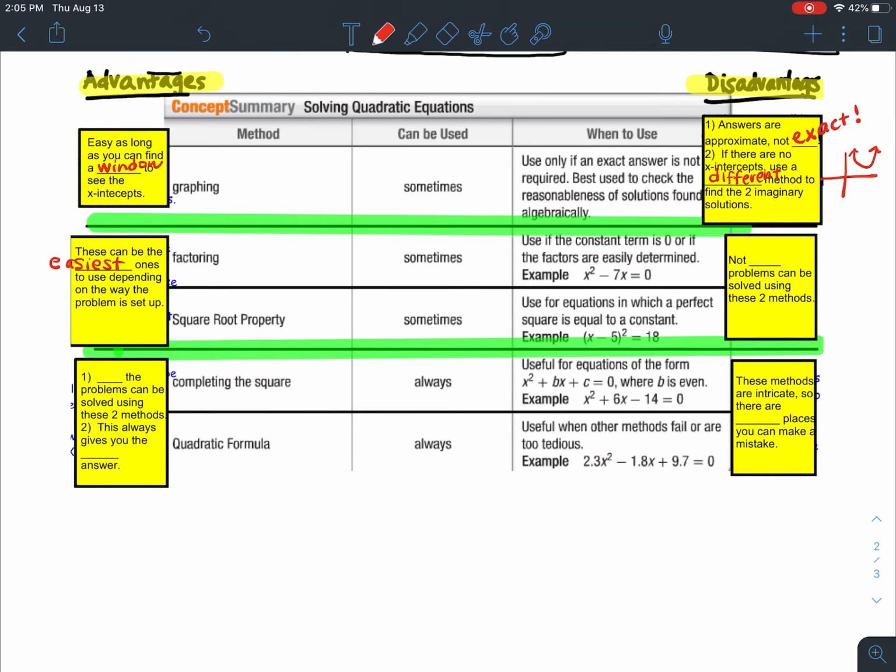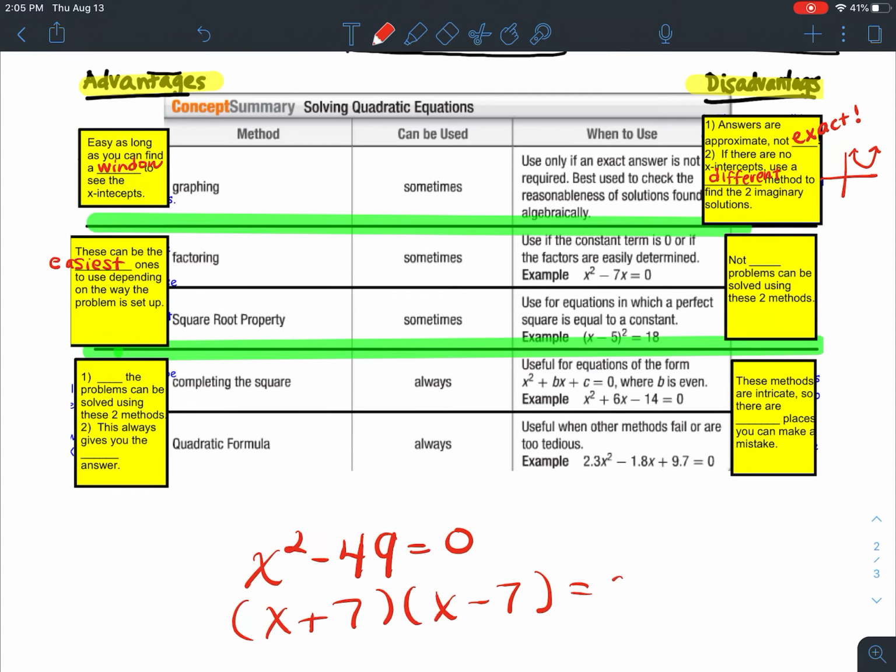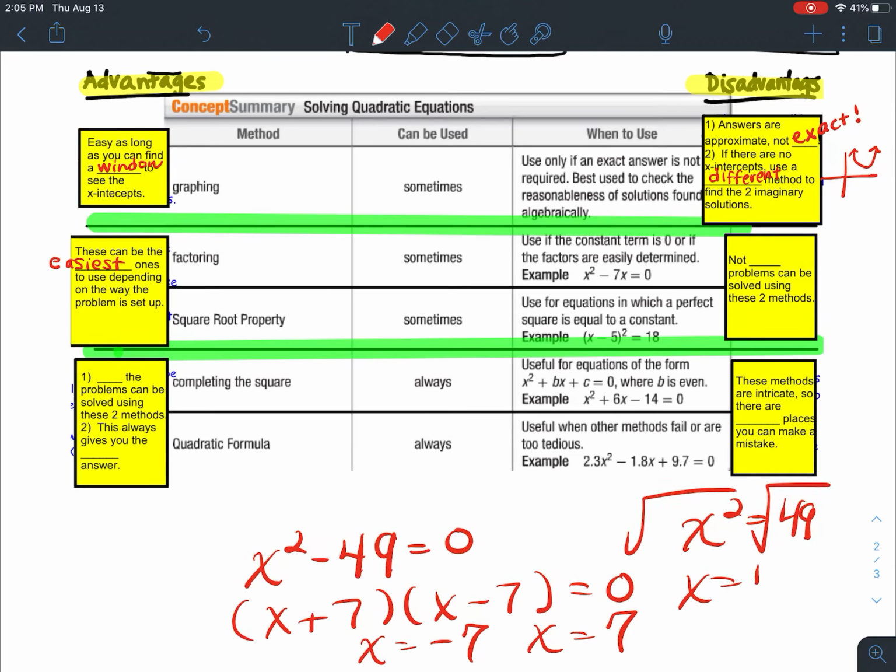Okay, I've lumped together factoring and square root property because they share the same advantages and disadvantages. These can be some of the easiest methods to use depending on the way the problem's set up. I mean, gee, if you had something like this, that's super easy to just do difference of two squares and we get that the answer is -7, +7. Or, for that matter, if it was set like this, super easy to just do the square root property and get +7, -7. So they can be easy, depending on what's given to you.